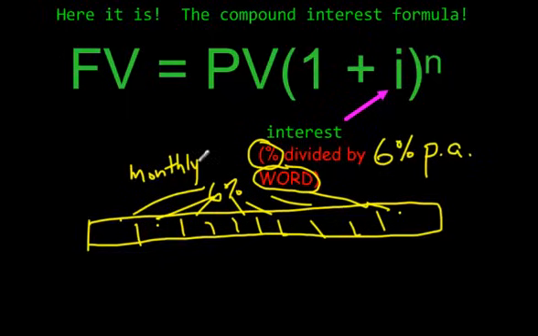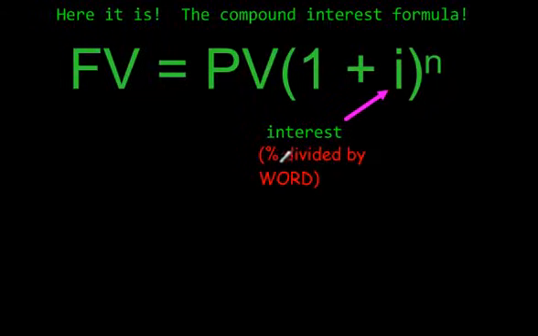Okay? So the I part is one of the parts that's a little trickier. You can't just take the percent and throw it in there. You have to take the percent and divide by the word. Okay? So if you forget everything else I just said, take the percent, change it into a decimal, then divide by the special word. Okay.